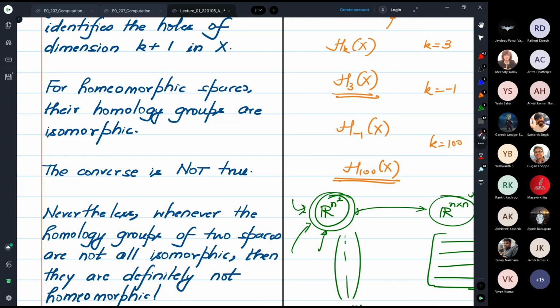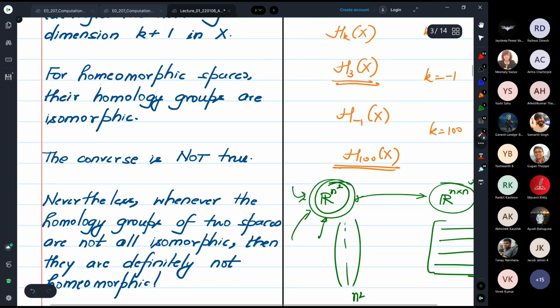When we study groups in the next class, indeed we will understand in a bit more depth what I mean by isomorphism of groups and so on. So in this sense, these homology groups are invariant. They are preserved under homeomorphism. That's the most important part, and why these homology groups are important.